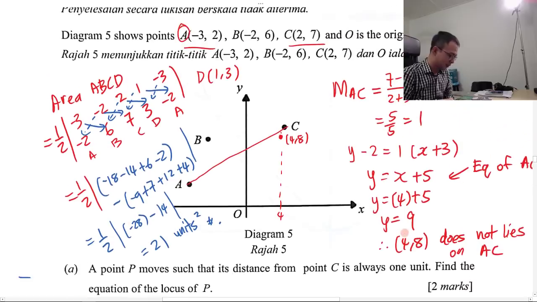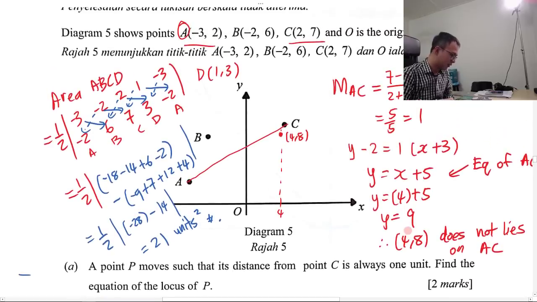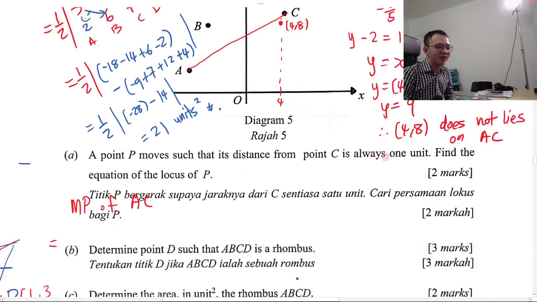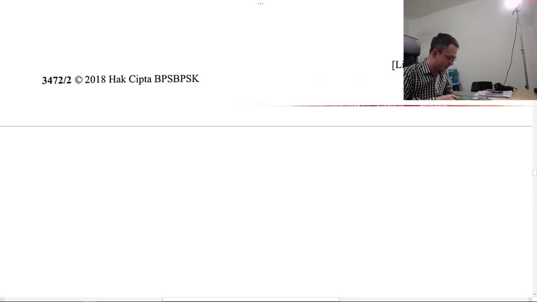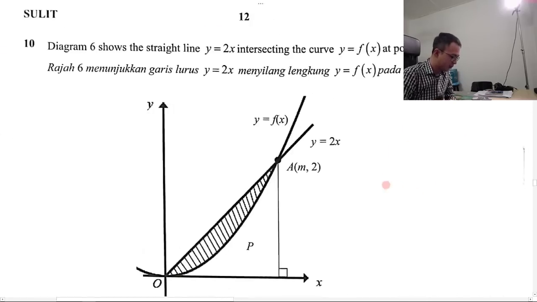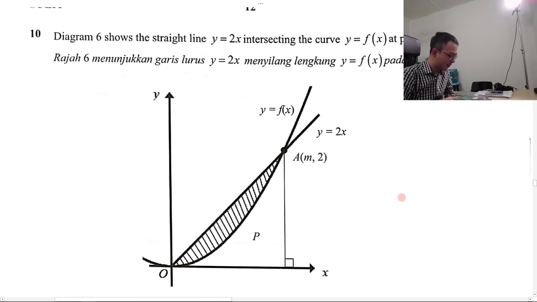Alright. So, oh, yeah, it's negative 3, 2, right? It's not negative 3, negative 2. So this coordinate is 2, not negative 2. But the method is still the same. You just multiply it correctly and then you add them together. I'm not going to redo this question because it's very easy. Alright, so let's move on to this question.